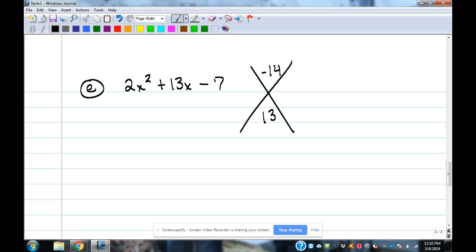Which one will be big? Which one's bigger, the negative or the positive? Why is the positive bigger on this one? Because the number it adds to be is positive. So if I'm going to add a negative and a positive, then the positive should be bigger, right? Because it's going to multiply to be a negative, but it adds to be a positive. So what numbers multiply to be negative 14 and add to be positive 13?